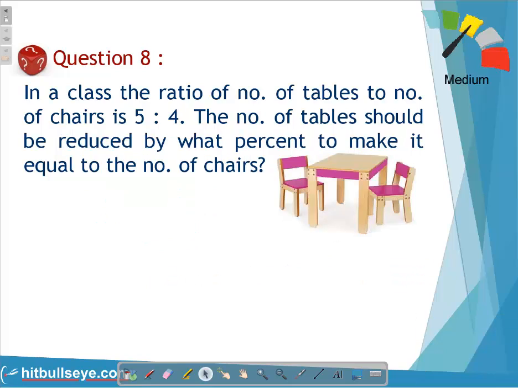This question says that in the class the ratio of number of tables to number of chairs is 5:4. The question is similar to the previous one, but here it asks the number of tables should be reduced by what percent to make it equal to the number of chairs. So similar to the last question, we could assume tables to be 5 and chairs to be 4. Now to make tables equal to chairs, we need to reduce one table for every 5 tables.